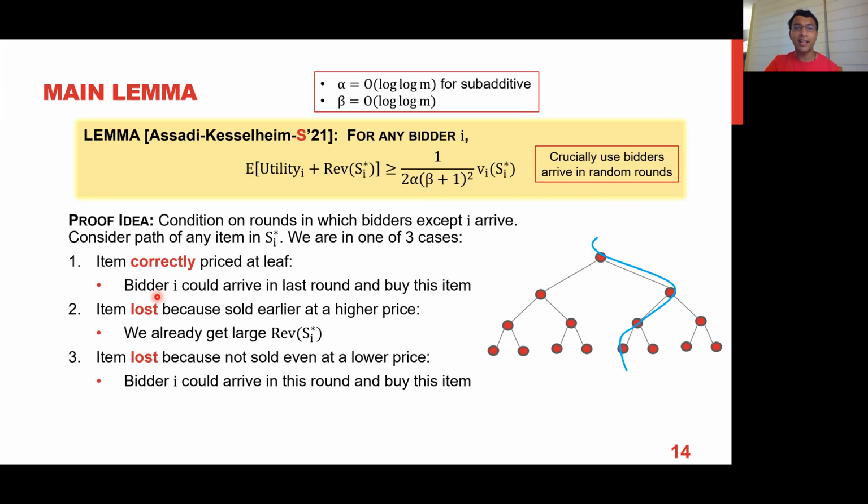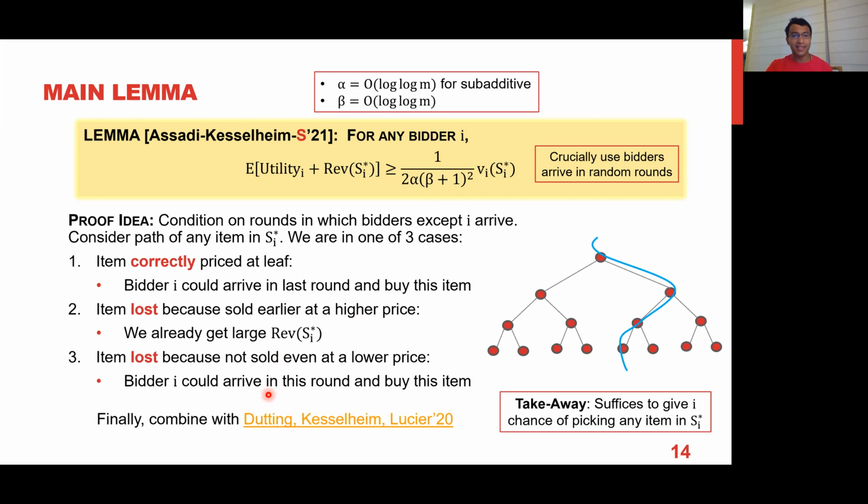In that case you're in great shape, because there's a significant chance, 1 over beta, that this bidder arrives in the last round. Otherwise, the item gets lost, meaning it doesn't reach the correct leaf. But then it was either lost because it was priced too high at some point in the beginning and somebody bought it, in which case your revenue becomes large. Or it's lost because it was priced low and still nobody bought it, but then this bidder could have arrived earlier and bought it. So that's basically a simple case analysis.